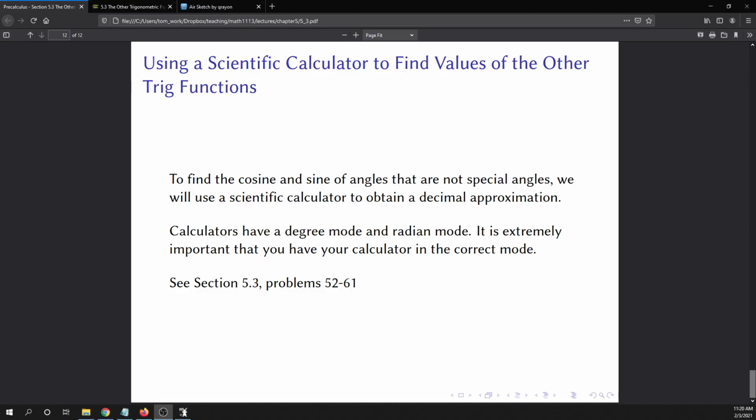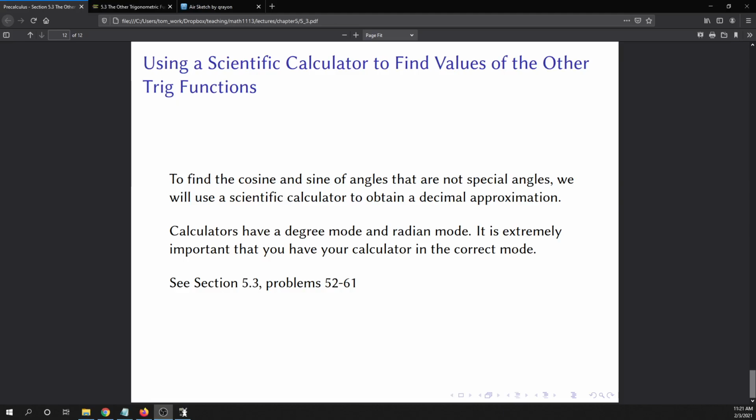And so if you have an angle that's not a special angle, then you're going to have to use a calculator to obtain a decimal approximation for what the sine or cosine is. So again, as always in this class, when we're talking about the trigonometric functions, you really need to understand that your calculator has a degree mode and a radian mode, and it's extremely important that you are in the correct mode, because otherwise your answer is going to come out totally incorrect.